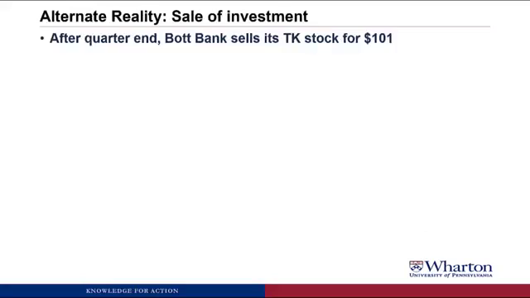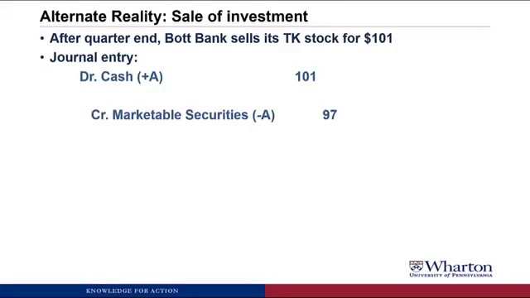Now let's sell the investment. So after quarter end, Bott sells the TK stock for $101. So we receive cash, 101. We take off the marketable securities at their last balance sheet date value, which is 97. Here we need a plug that's a credit, so this is going to show up as a gain on investment of 4. That gain of 4 is going to show up on the income statement, that's the plus R, and then eventually works its way to stockholders' equity.